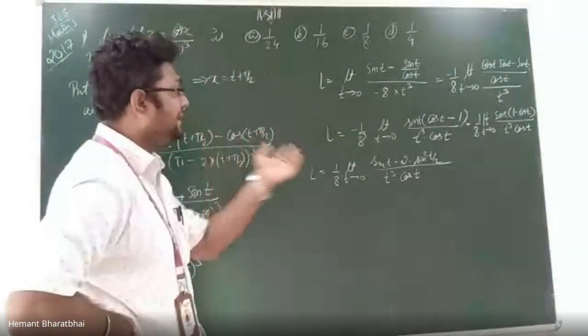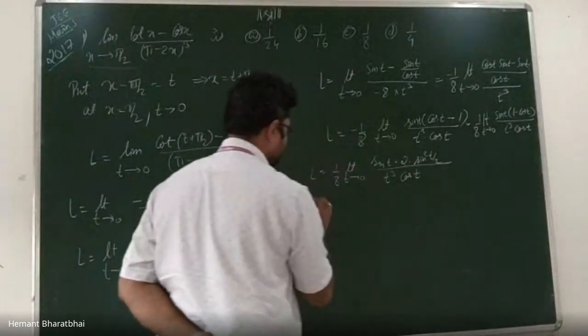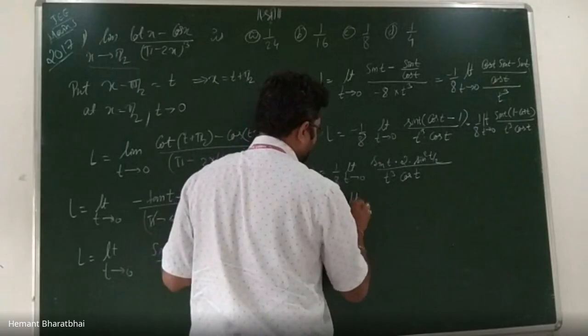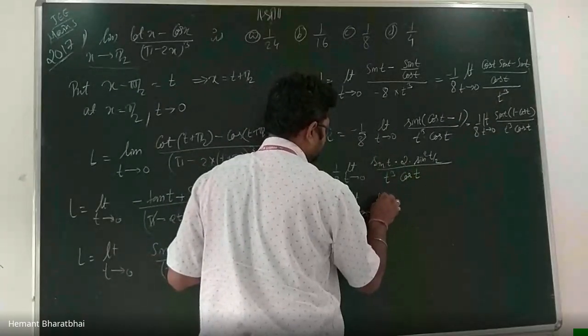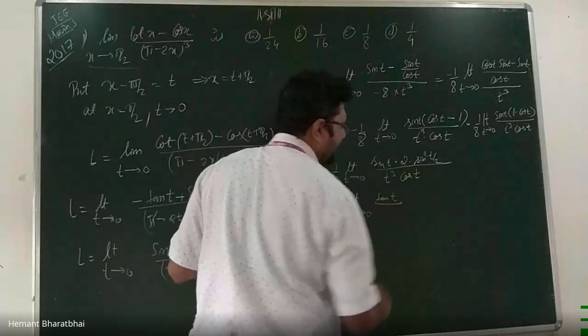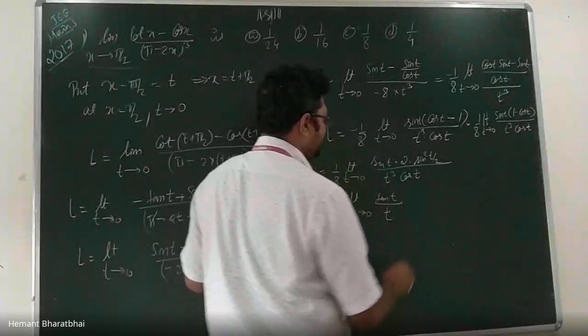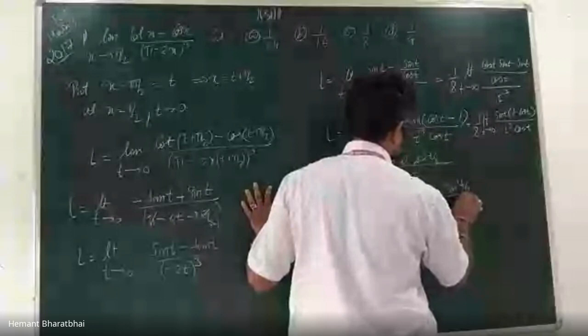So this sin t by cos t will become tan t. I will separate this, and this 2 also I will take outside the limit. So 2 by 8 limit of t tends to 0, sin by cos can be written as tan of t, and t cube can be written as t into t square. So 1 t I will give over here, limit of t tends to 0, and this upon t square.